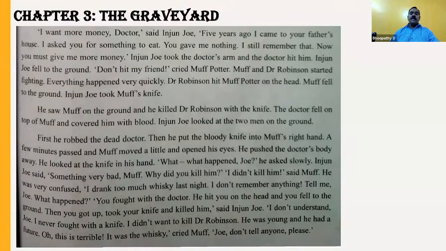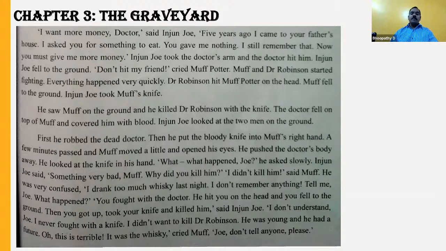First, he robbed the dead doctor. Then he put the bloody knife into Muff's right hand. So now, whoever looks at the scene very clearly would believe that Muff Potter killed the doctor because there was a knife in his right hand. It was the plan of Injun Joe, a violent villain.